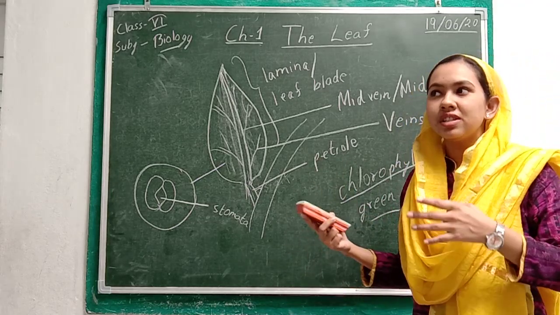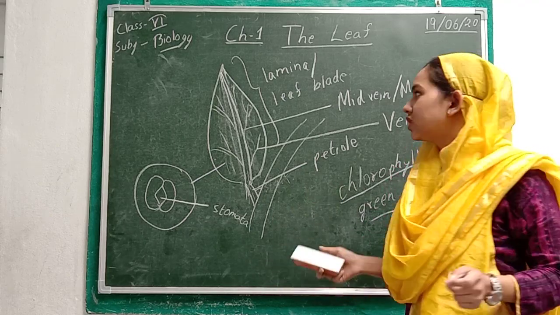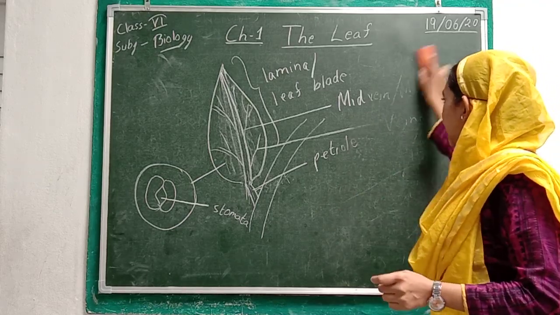Now let us just look at kinds of leaves, because we see all leaves are not the same and they differ. So let's just look at the kinds of leaf next.